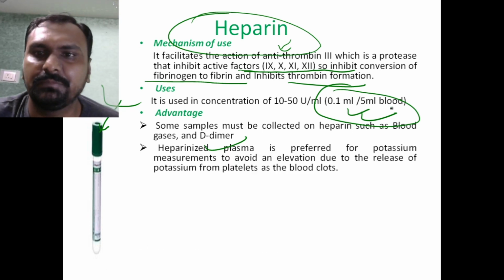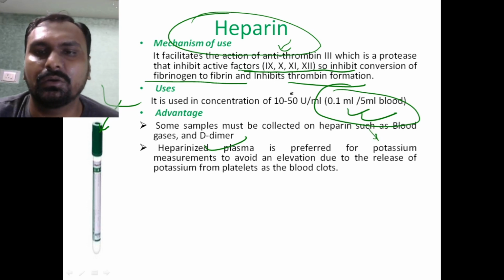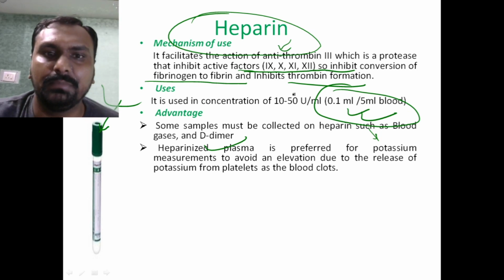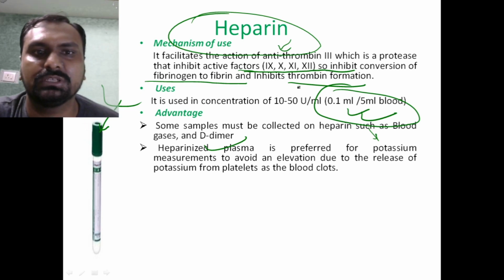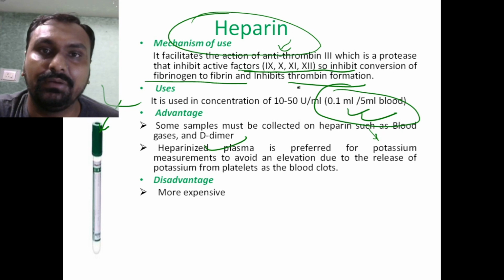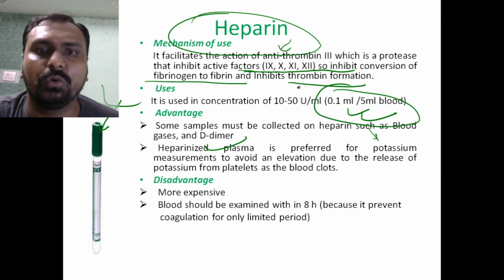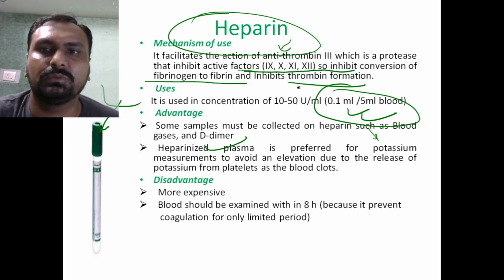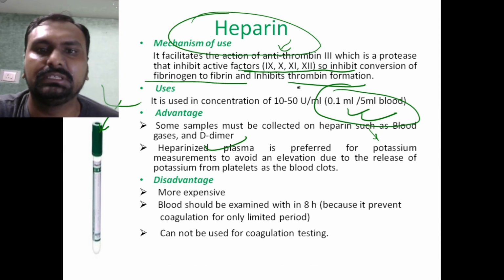Okay, heparin plasma is preferred for the potassium measurement to avoid elevation due to the release of potassium from platelets as the blood clots. So as the blood clots, there may be a chance of release of potassium from the platelets, and falsely elevated high potassium can be there. That can be prevented with the help of heparin. Disadvantage, it is as such expensive. Blood should be examined within 8 hours because it will prevent the coagulation for only a limited period of time. So the anticoagulant action is for the limited time. So it should be measured within the 8 hours.